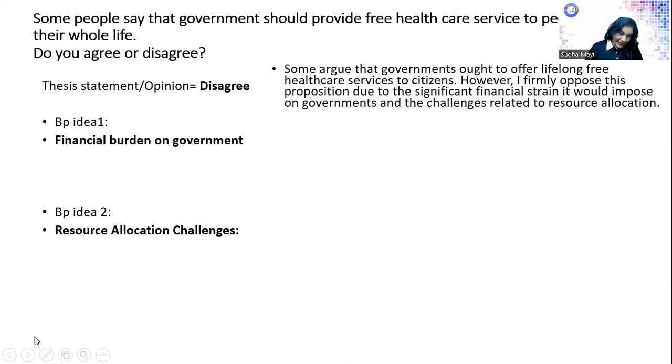Right? With this understanding, let's proceed to look into the question one more time. I've already said my opinion is disagree, with financial burden on the government and resource allocation challenges. Kindly look into the introduction part. And the question here is: some people say that, some argue that. See, I have paraphrased it in that way. You will be reading some academic words, or should I say C1, C2 level words. So I want you also to try out these words.